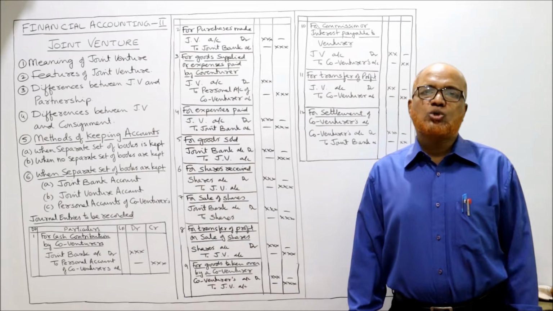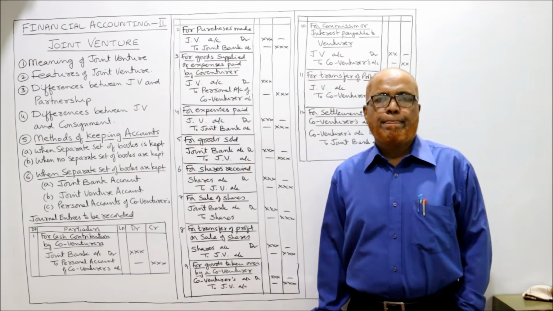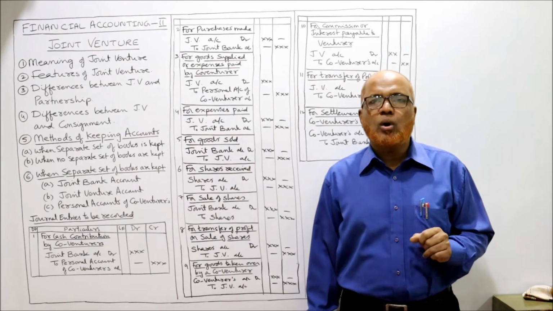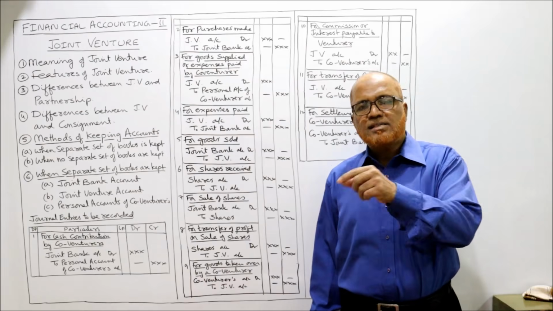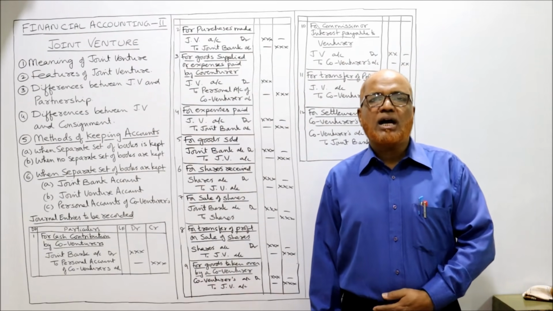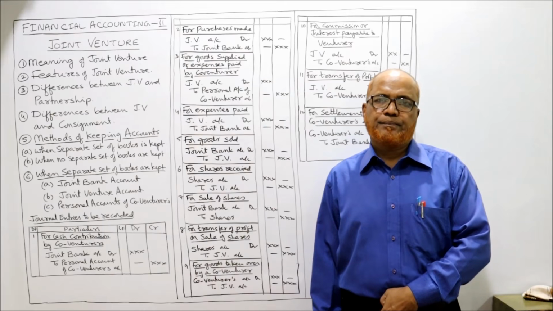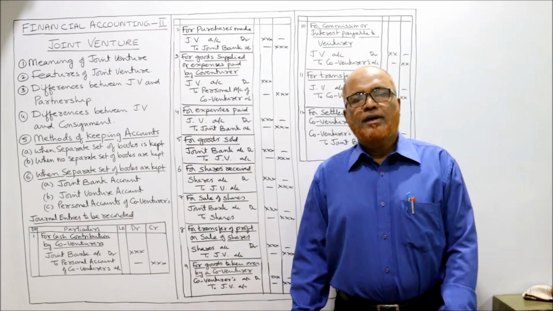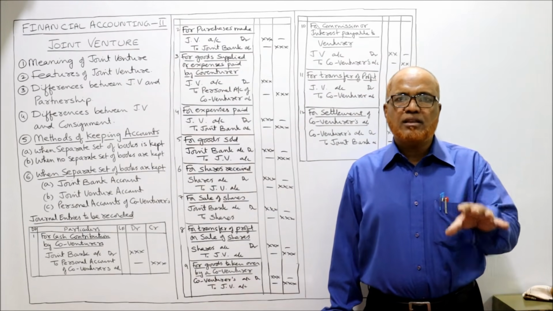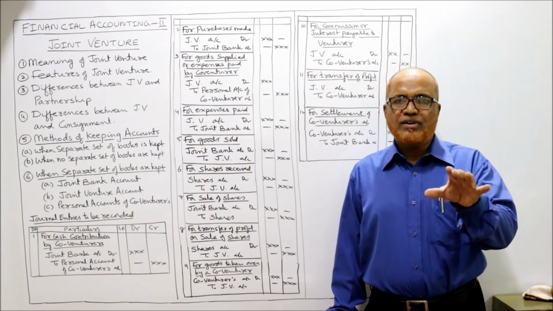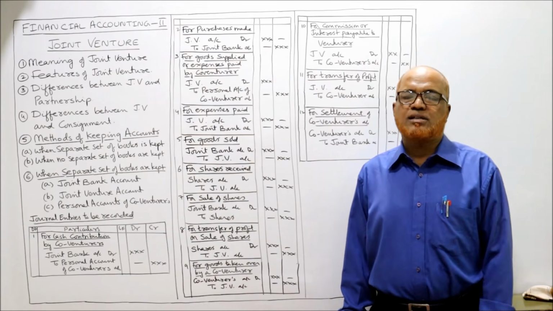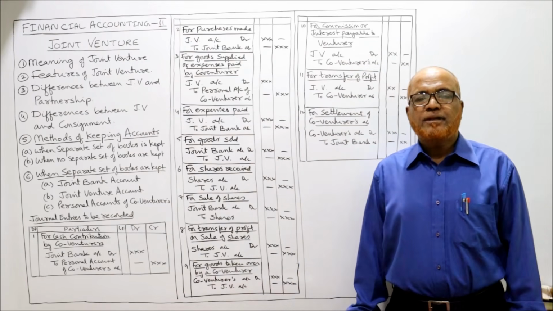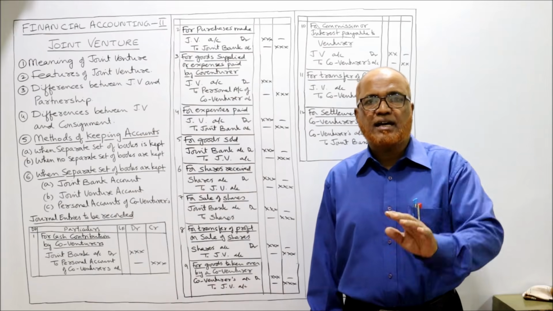Now, differences between joint venture and consignment. Many differences are there. The first difference, in a joint venture, the parties are called co-venturers, whereas in a consignment, the parties are called consignor and consignee. Second difference, in the case of joint venture, the objective is to share the profits in the venture. The profits of the venture will be shared by the co-venturers in the agreed proportions. Whereas in case of consignment, there is no sharing of profit by consignor and consignee.